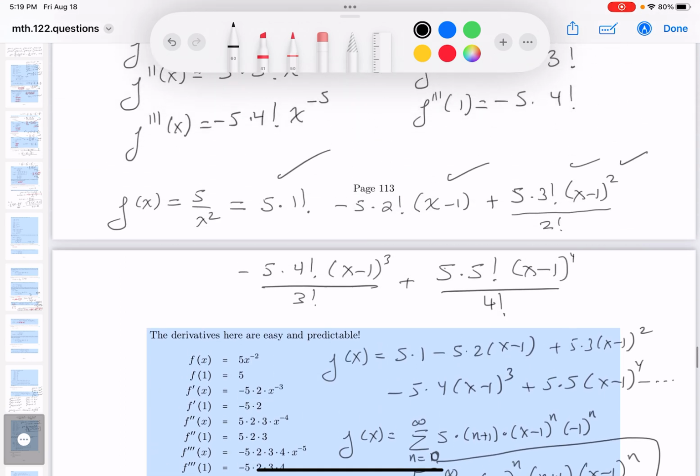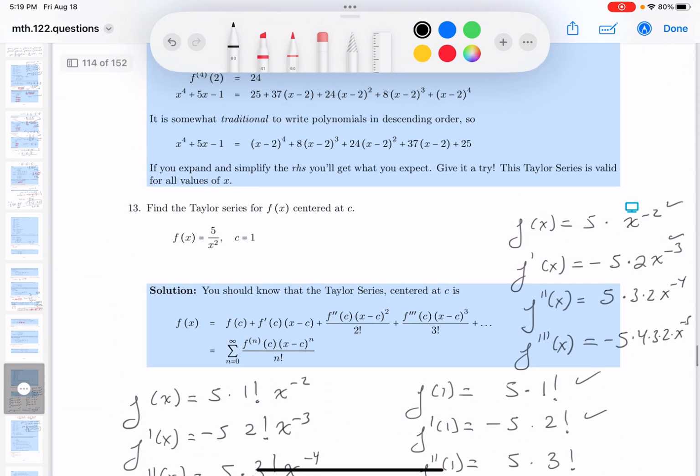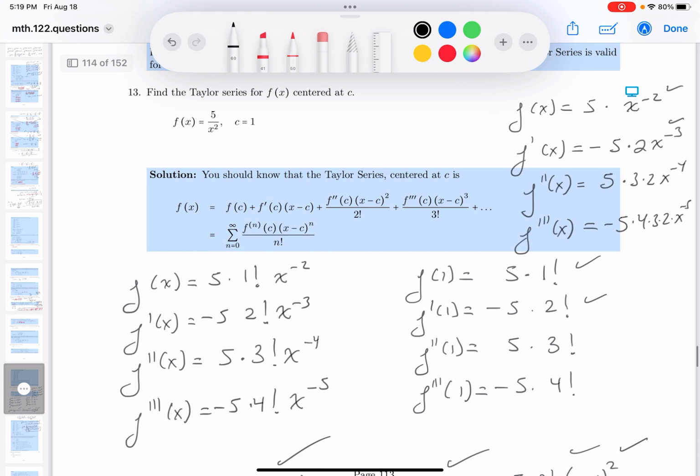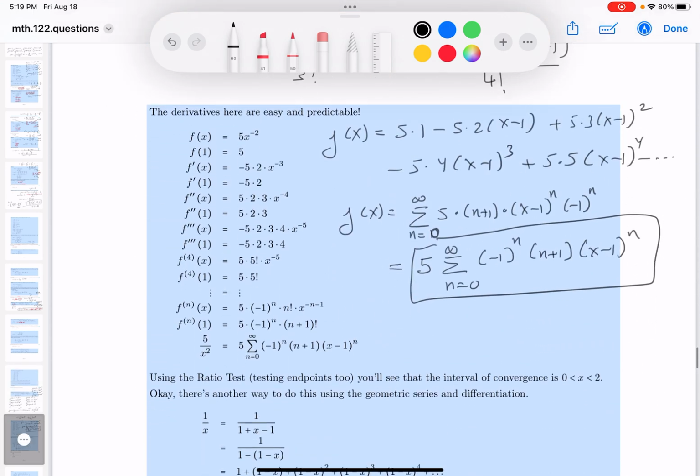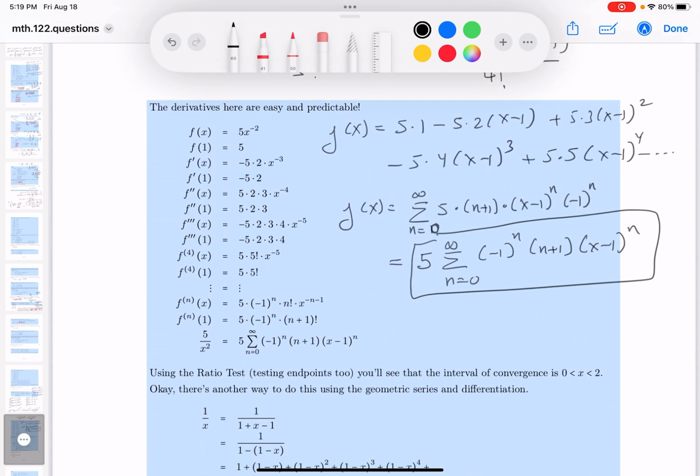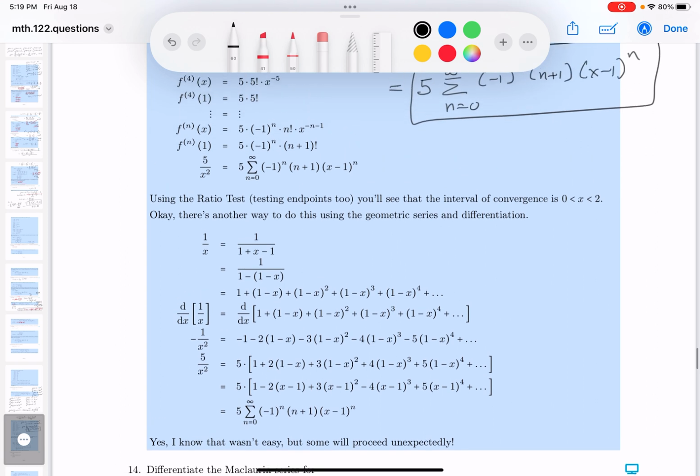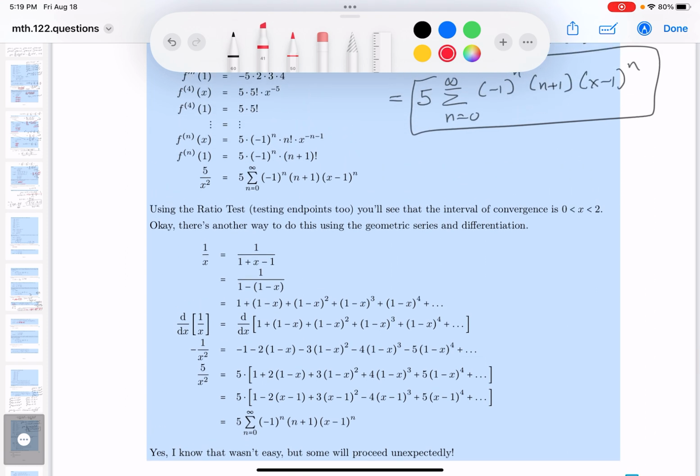All right, let me just see what they asked for. Find the Taylor polynomial. We just did. All right. Now, by the way, this is not true for all x. We could do the ratio test, whatever. But let's just take a look, see how we did. All right. So, 5, the sum, minus 1 to the n plus 1. Yeah, we did okay.